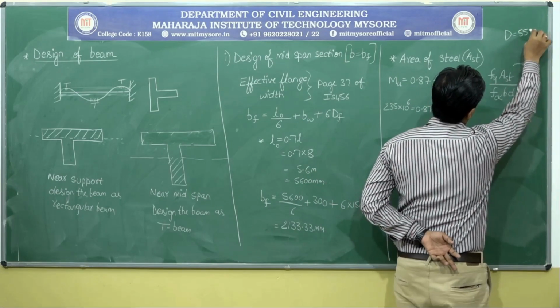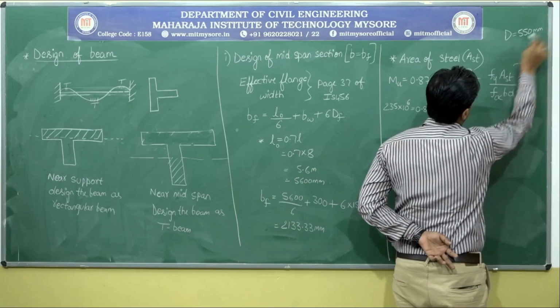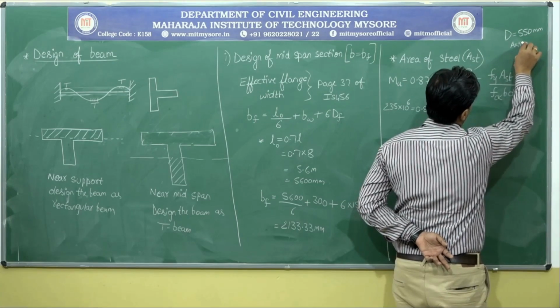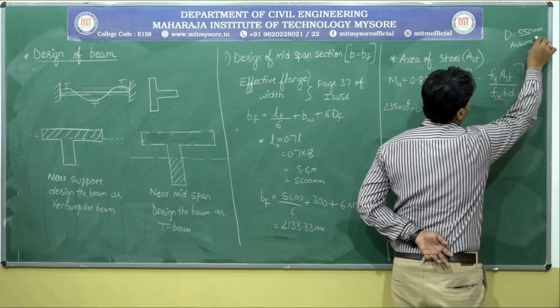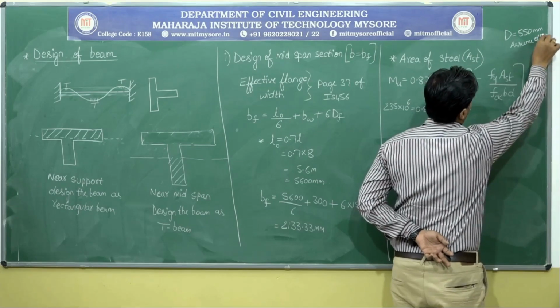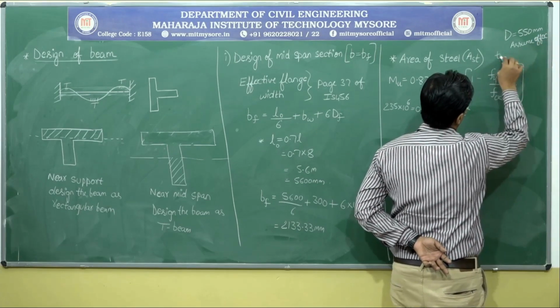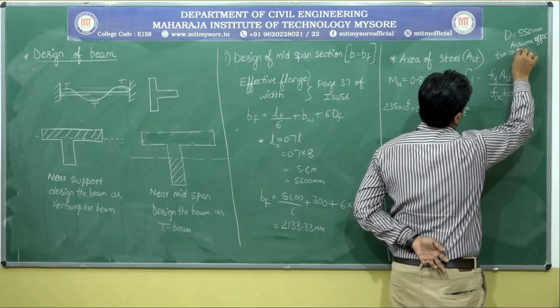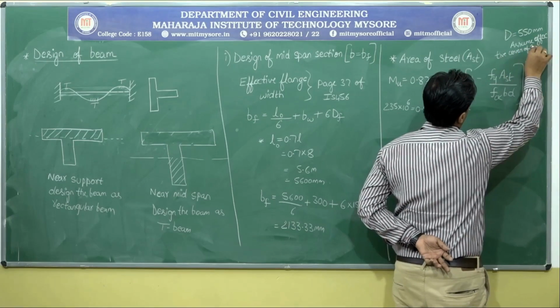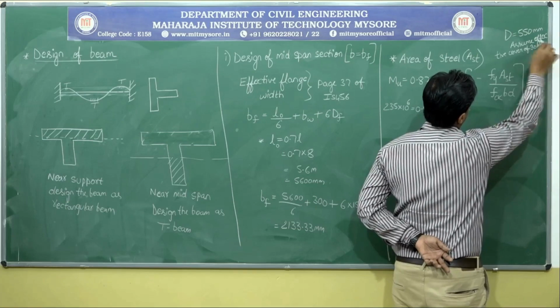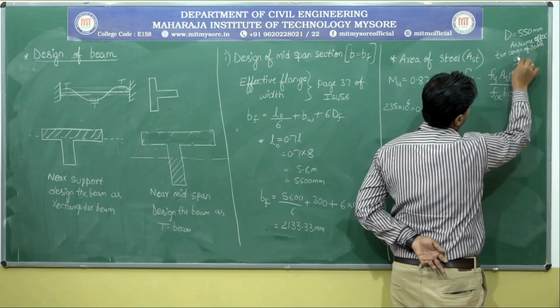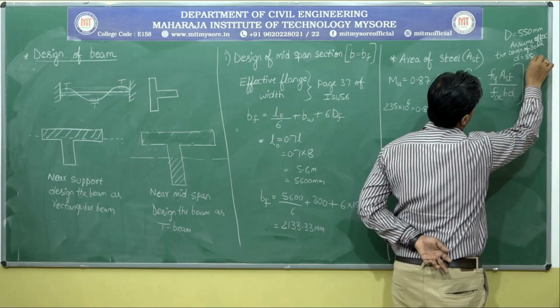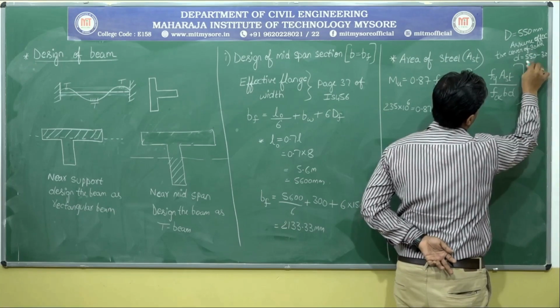It's 550 mm. Let me assume an effective cover of 30 mm for the beam. So then, will you people accept that? Effective depth is equal to 550 minus 30, it is 520.